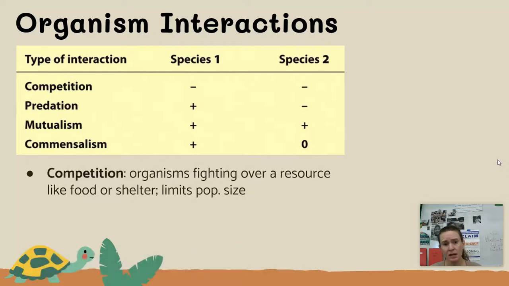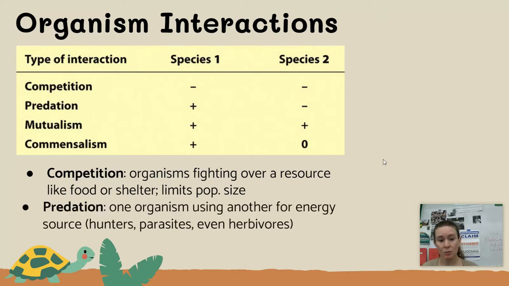I like this slide because it summarizes all of the organisms' interactions. The plus signs mean good. The negative signs mean negative. So competition is when you're fighting over a resource like food or shelter. This is a limit to population size. And predation is like when my cat brings a baby bunny or mouse into the house. Not fun. She is preying on them. She is the predator and the bunny or mouse is the prey.